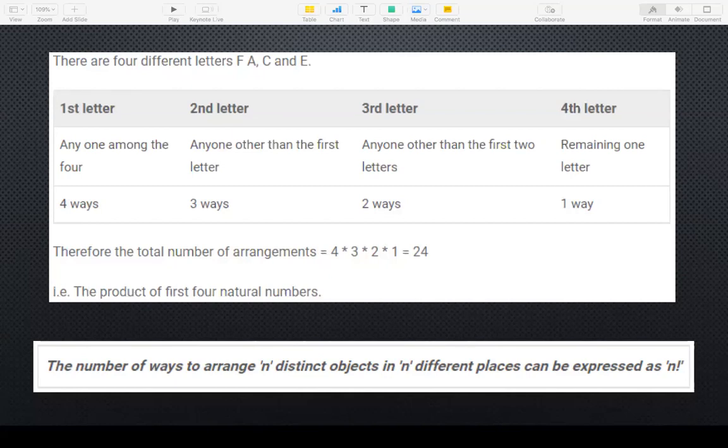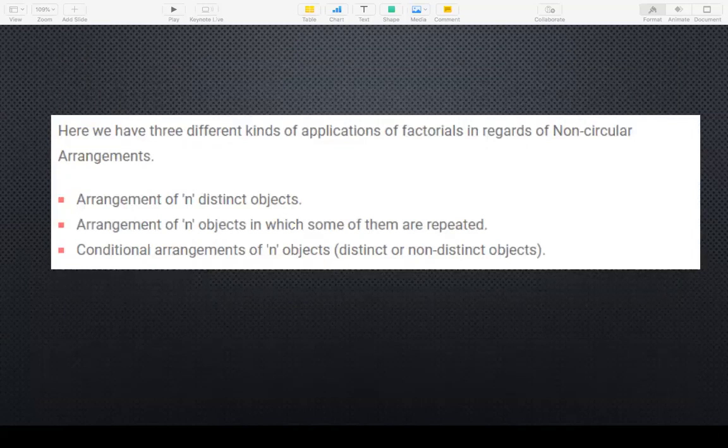If the answer is coming till 7 factorial or maximum 8 factorial, then you get an integer in the options. For values which are more than 8 factorial, they always give you the options in terms of factorials. Okay, so now in factorials we have 3 different applications, in regards of non-circular arrangement. Non-circular means basically linear arrangement.